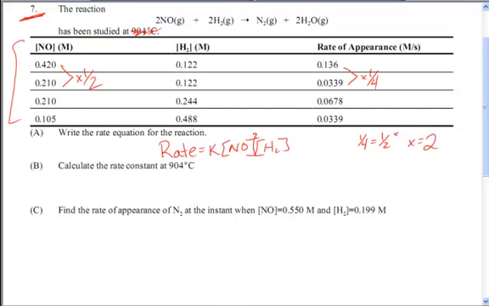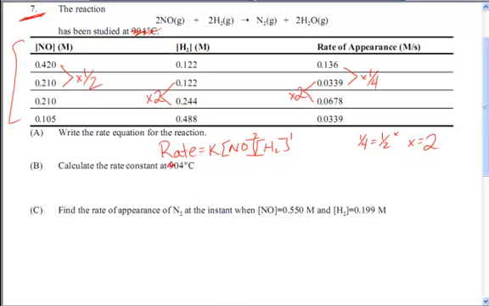Now I hold NO constant between experiments 2 and 3, and I look to see how my concentration changes. So this is a doubling. This is also a doubling, okay? Because I can see it goes from about 3 to about 6. It's approximately. It might be a little bit off. And so 2 to the 1 is 2, so the order is the first. So that's my rate equation.